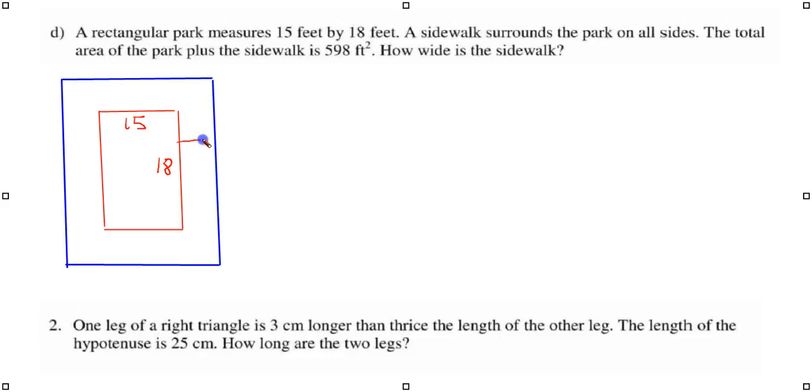Now, do we know the measure of the sidewalk? And the answer is no, we don't know the sidewalk, but we know it's the same distance all around. So here it's going to be x, and this is an x, this is another x, and this is another x. So it says the total area of the park plus the sidewalk is this. How wide is the sidewalk?